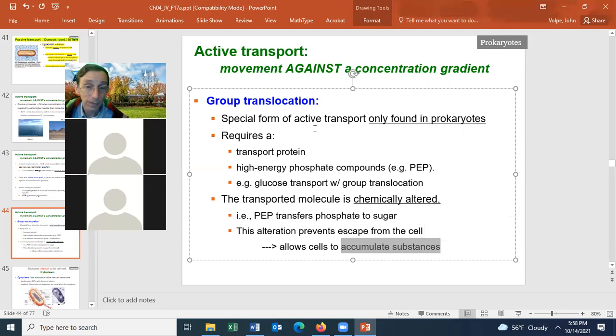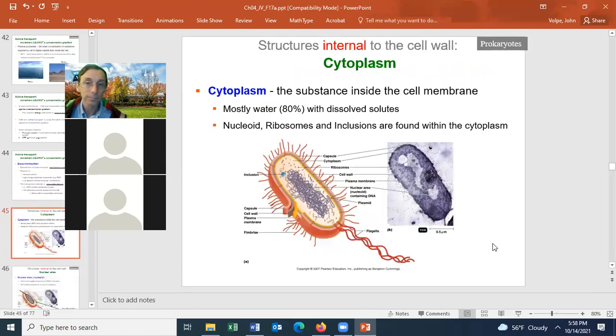Group translocation, let me reiterate, is only found in the prokaryotic cells. The eukaryotes do not have group translocation. Any question about any of that? All right. If not, let's move on to cytoplasm.